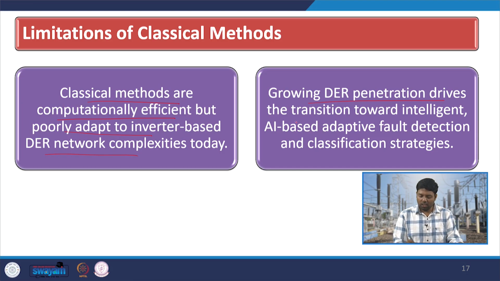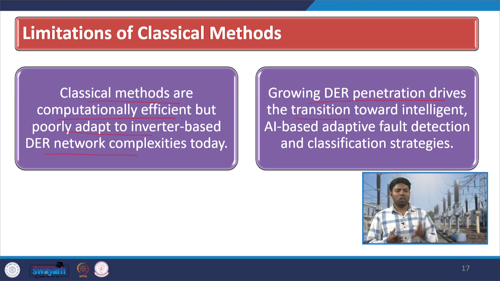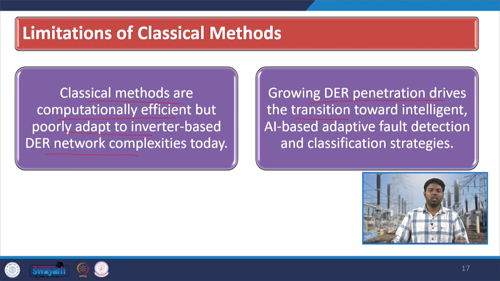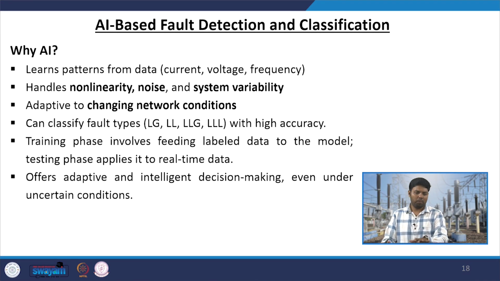Growing DER penetration drives the transition towards intelligent AI based adaptive fault classification techniques. With AI, you give the training data, and depending upon how diverse the training data is, it will learn and it will act. So, it does not depend upon an if then rule or a classical method. AI can adapt to any scenario and act accordingly. So, that is why these AI based adaptive fault detection techniques are now taking the space.